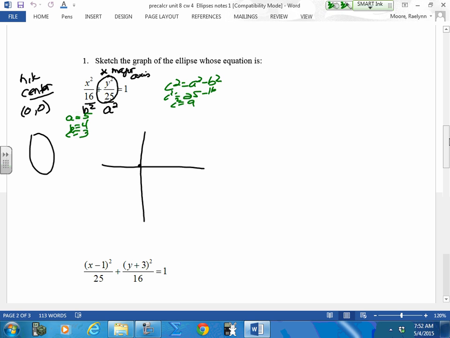3. So here's the easiest way to sketch your ellipse. You're going to go up 5. You're going to go down 5. You're going to go over 4, and you're going to make your ellipse.